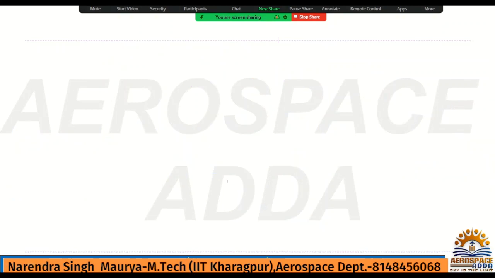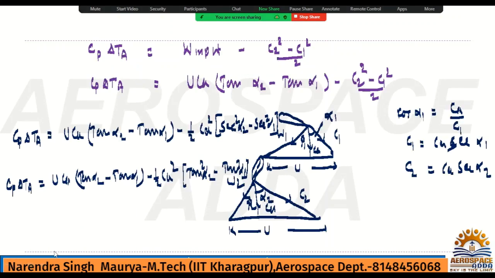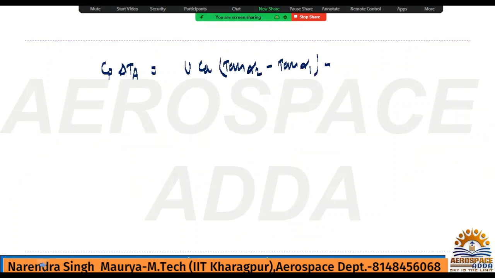So ultimately we got, what is the Cp delta Ta? It is U Ca tan alpha 2 minus tan alpha 1 minus 1 by 2 Ca squared, tan square alpha 2 minus tan square alpha 1. Okay.